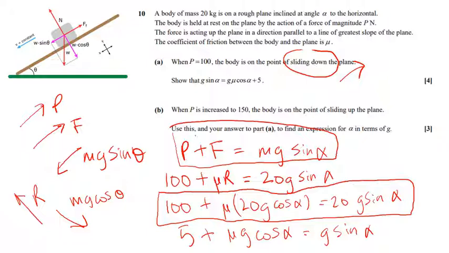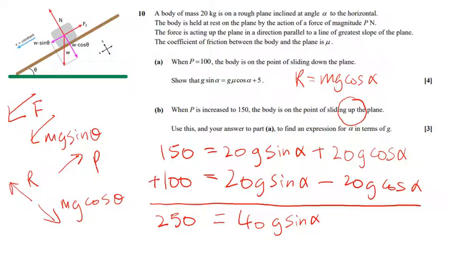You know that P is 100. You know that F equals mu R. And I'm just substituting the m as 20. Now R is mg cos theta. In this case, theta is alpha. So 100 plus mu R, where R is 20 g cos alpha, equals 20 g sine alpha. You divide both sides by 20, in the end you end up with 5 plus mu g cos alpha equals g sine alpha.